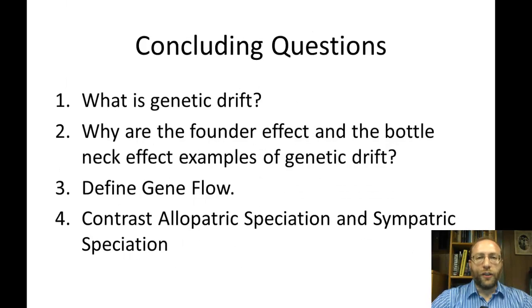Now we come to our concluding questions. Number 1, what is genetic drift? Number 2, why are the founder effect and the bottleneck effect examples of genetic drift? 3, define gene flow. And 4, contrast allopatric speciation and sympatric speciation.